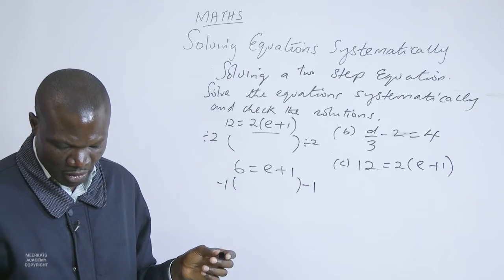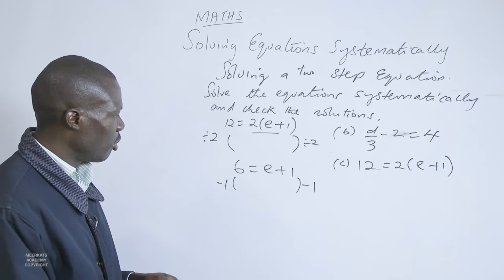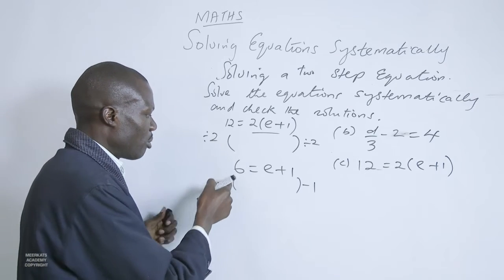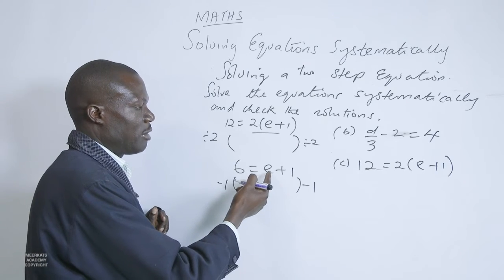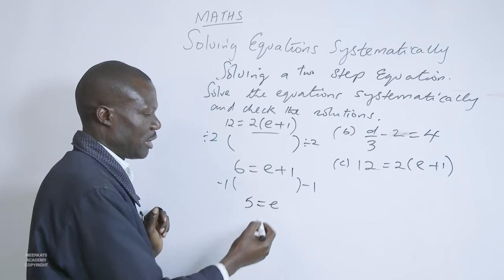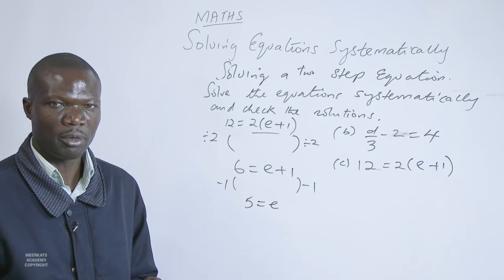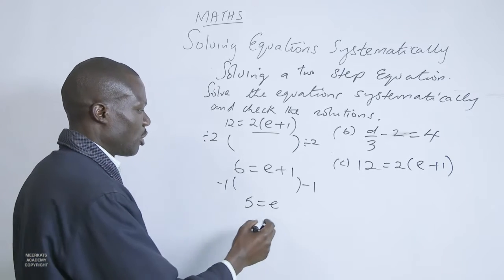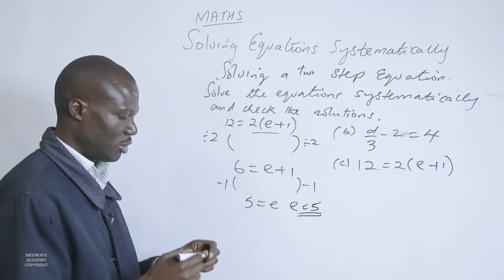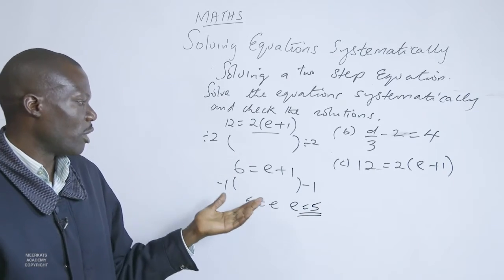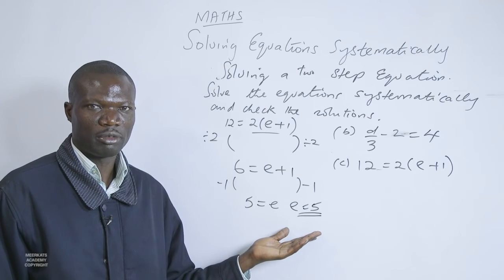When you work that out, you'll find that 6 minus 1 is 5, and e plus 1 minus 1 is e. You are allowed to interchange and put the unknown or the pronumeral on the left-hand side, so that we have e is equal to 5 as our solution. So you can say the value of e here is 5.